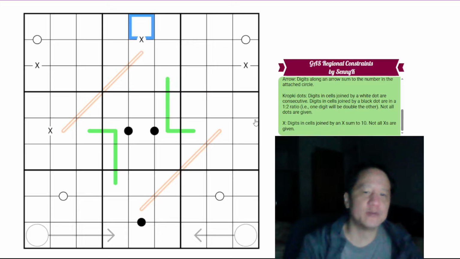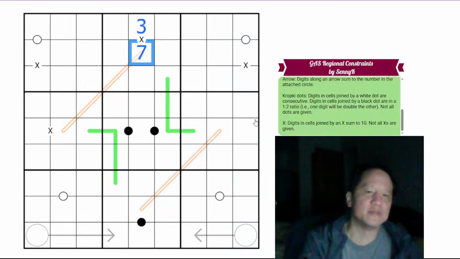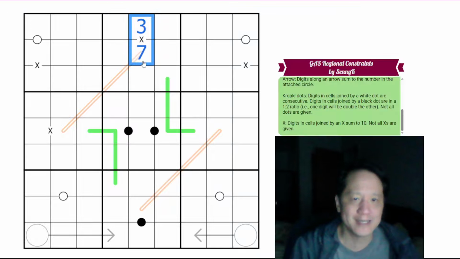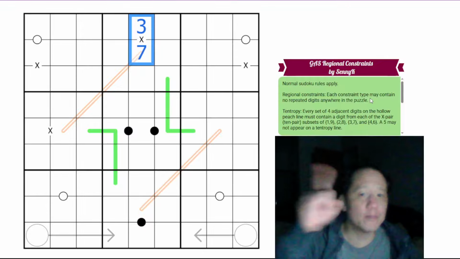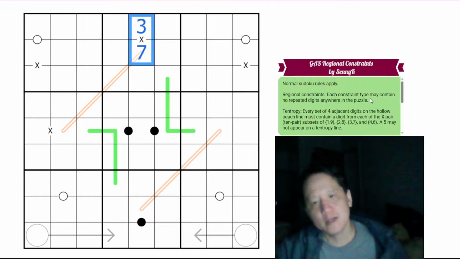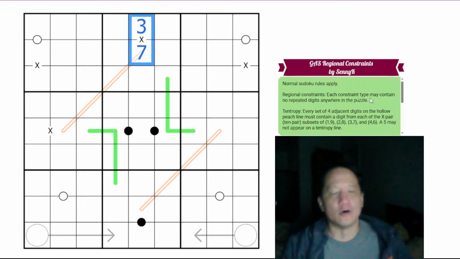But as an example, say you had a 3 here, then this would be 7, because these digits must add up to 10, because there's an X between them. And remember the regional constraints, so that will be very important. Anyways, those are all the rules.